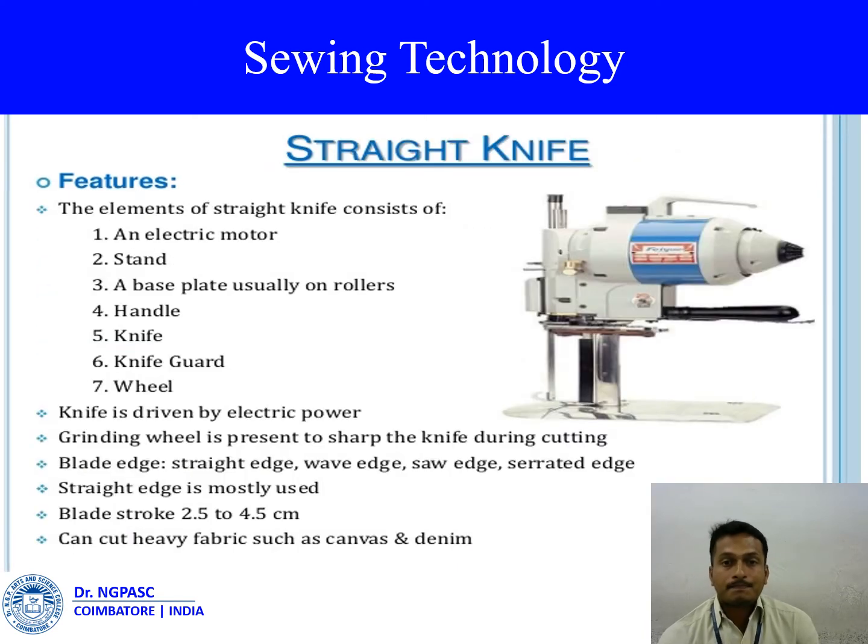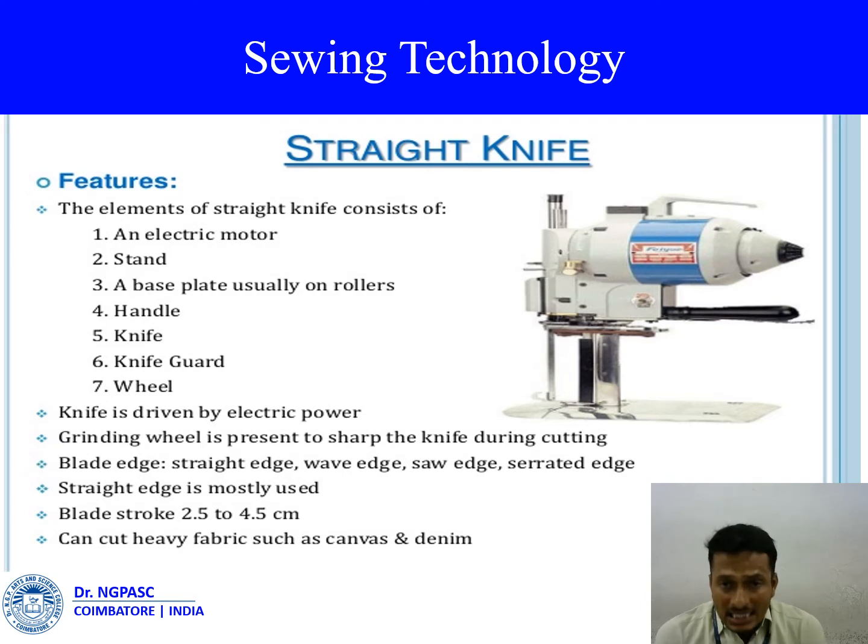Next one is semi-automatic machines. That is the strife knife. Just see this picture. What are the features of the strife knife? It has an electric motor, stand, base plate, usually on rollers, handle, knife guard, and wheel.